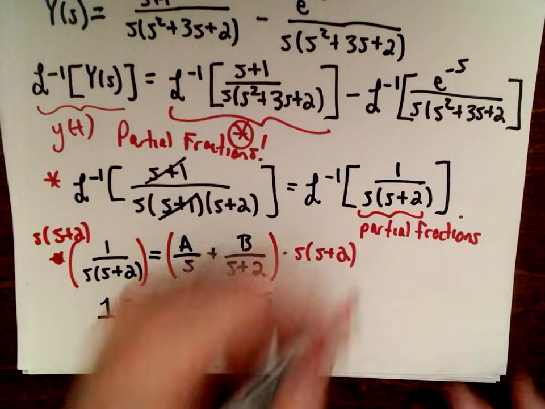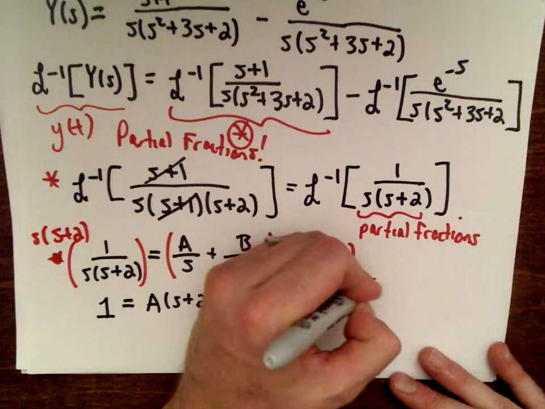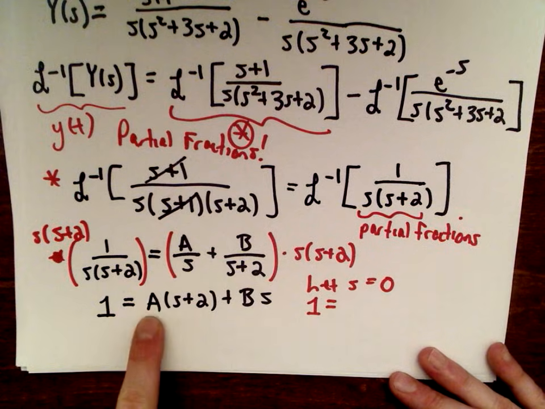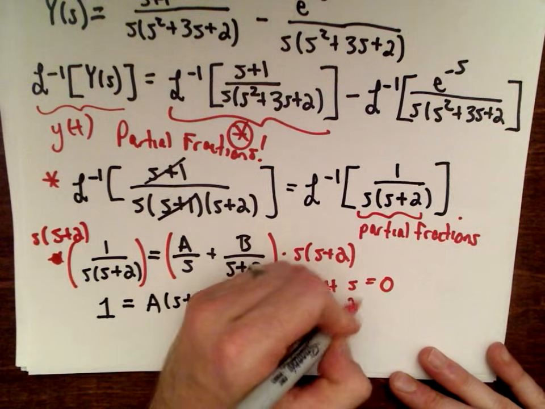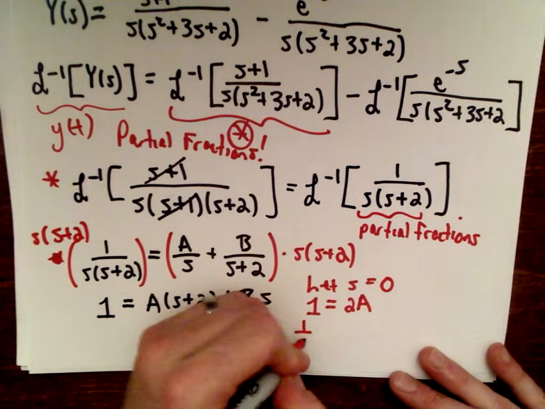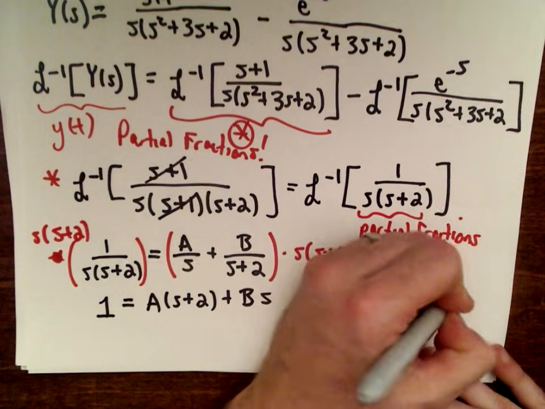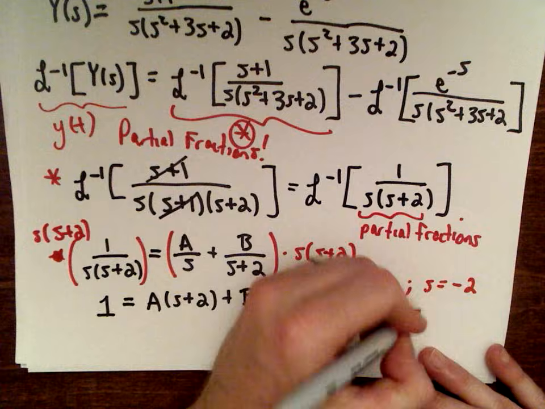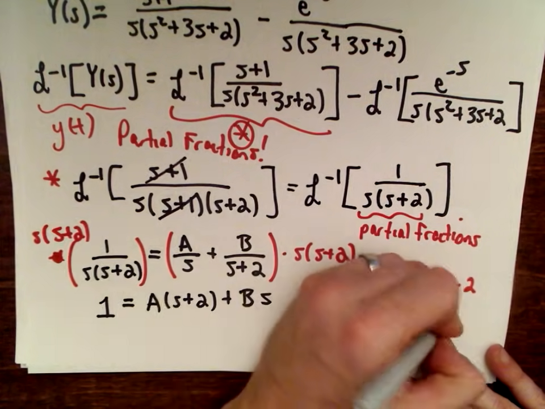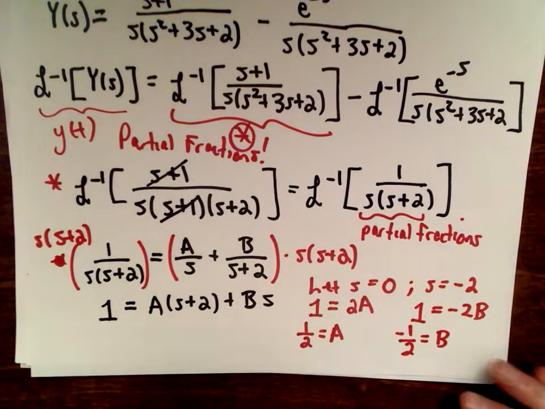Notice if you let s equal 0, we would have 1 on the left side. We would have A multiplied by 2, or 2A. Notice the term involving B times s would be gone. So if we solve, we'll get 1/2 as the value of A. Likewise, we could let s equal -2. Then you still have 1 on the left side. The first term involving A is now gone. You have -2 multiplied by B. So -1/2 will be equal to B.